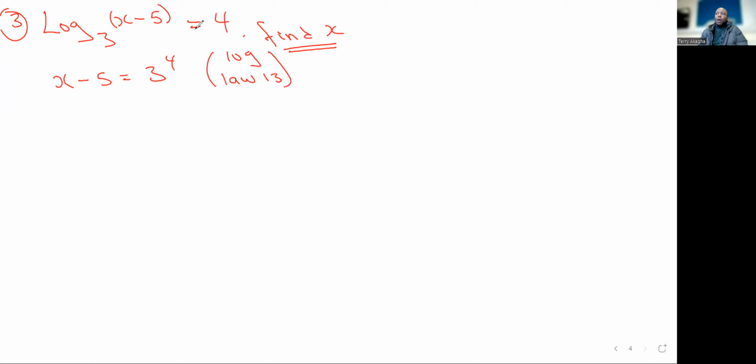So 3 raised to the power 4 will be equal to x minus 5. Then x will become, taking minus 5 to the other side, 3 raised to the power 4 plus 5. And that will give you what? 86, because 3 raised to the power 4 is 81, and 81 plus 5 gives you 86. So that's law 13. Basically, it's converting the index to logarithm. So for this question, x is going to be 86.